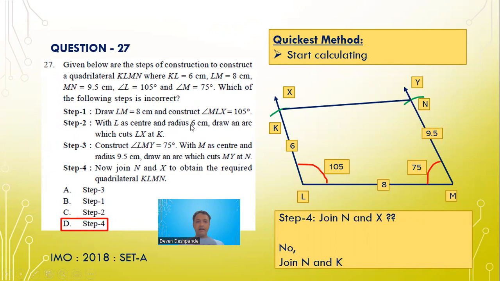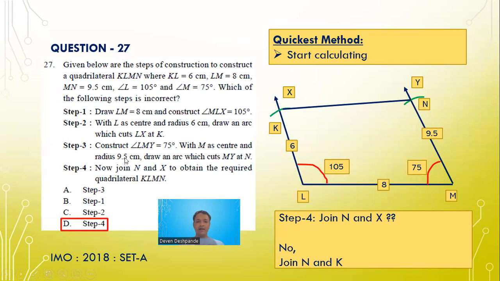With L as center and radius 6 centimeters, draw an arc which cuts the ray LX at K, because LK is 6, isn't it? KL or LK is 6, which is correct. Step 2: construct angle LMY at 75 degrees. This is correct because angle M is 75 degrees.